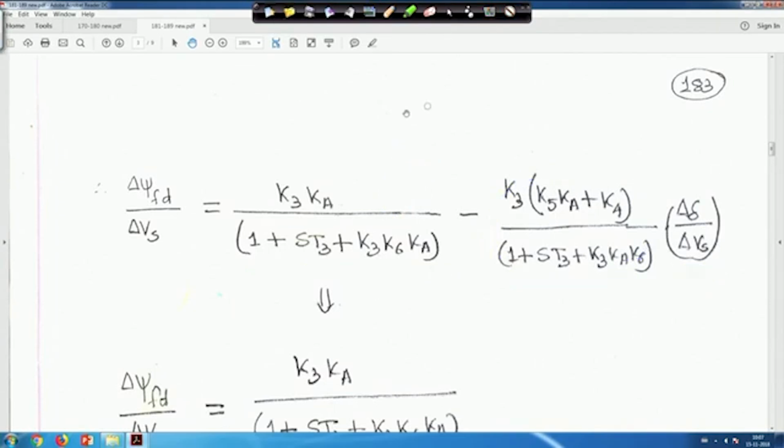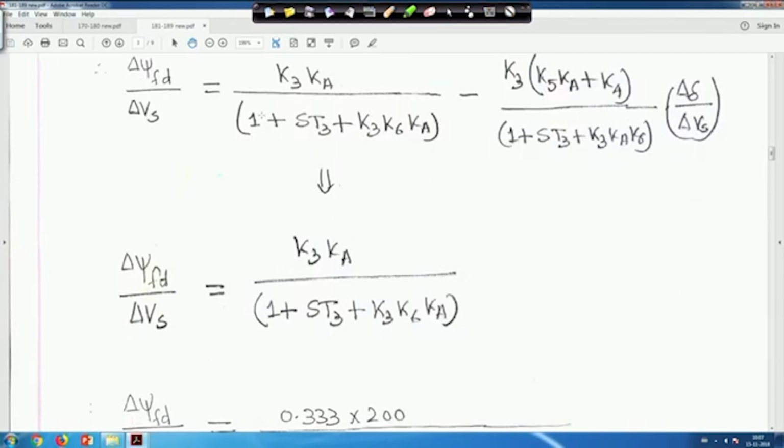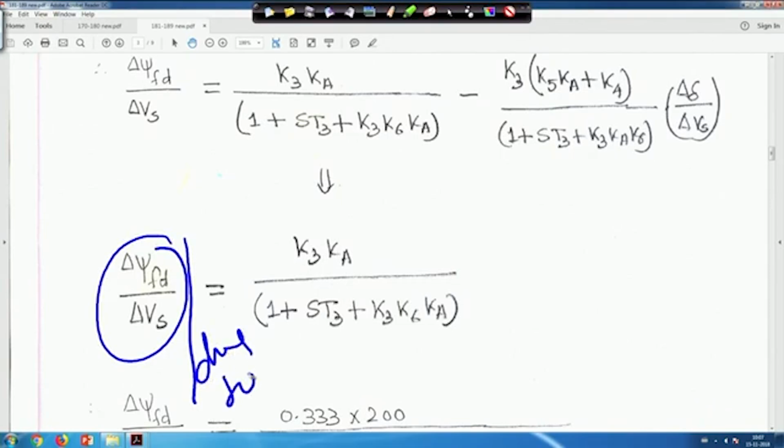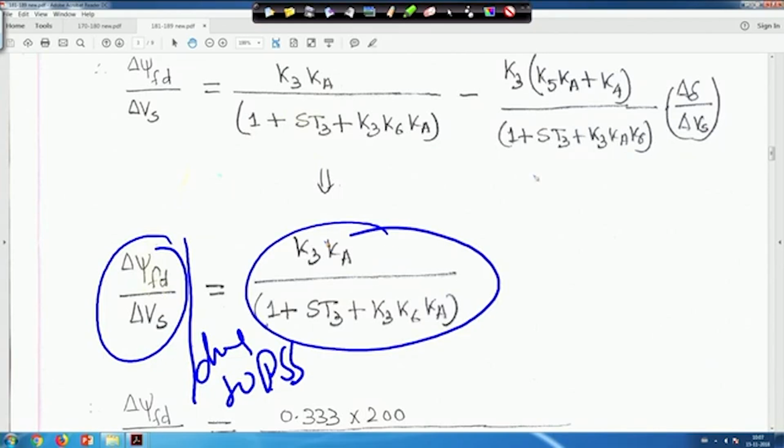That means, this term, only this term we are writing, this is delta psi f d due to PSS. This much you write. I have not written it here, because while I am teaching in the classroom I tell them that this is the thing. But in your case, delta psi f d is due to PSS, only this term we will consider now, right. This term we will not consider, we will only consider the term due to delta Vs, only the first term we will consider, right.